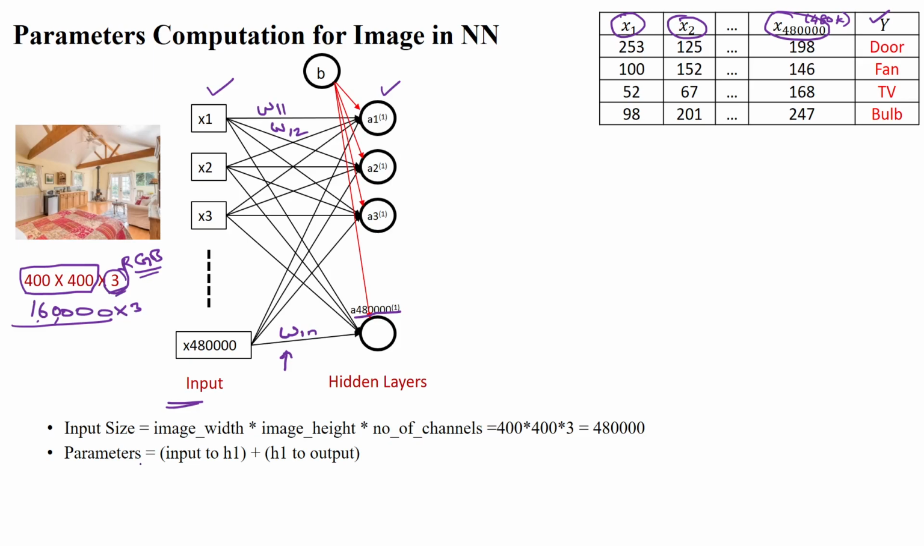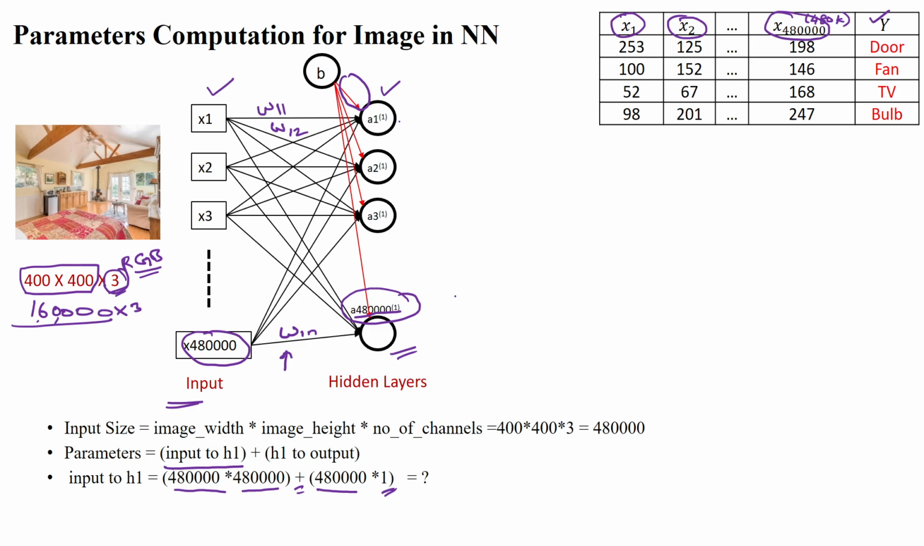Each neuron will have one bias input. So here, the number of parameters to be calculated between the input layer and hidden layer: the number of neurons in the hidden layer is 480k, and the input is also 480k. So the size of the input layer times the number of neurons in the hidden layer, plus the number of neurons in the hidden layer, 480k, with the number of bias inputs for each and every neuron being 1. So it is a single connection between the bias parameter and the neuron.